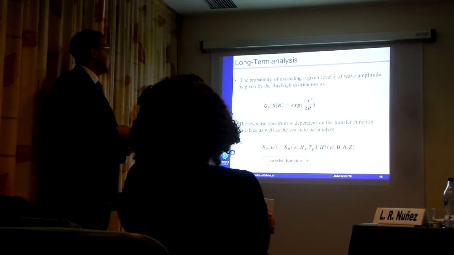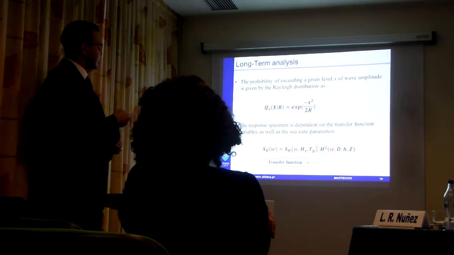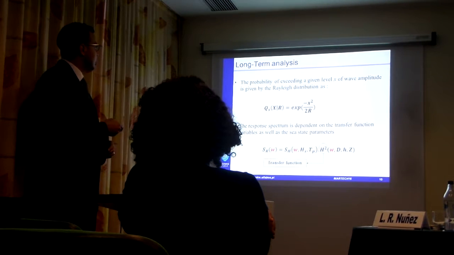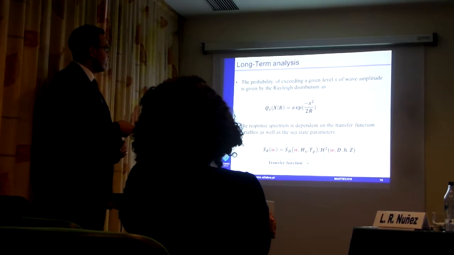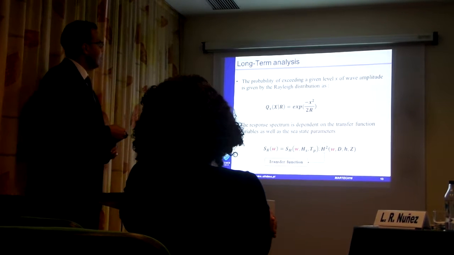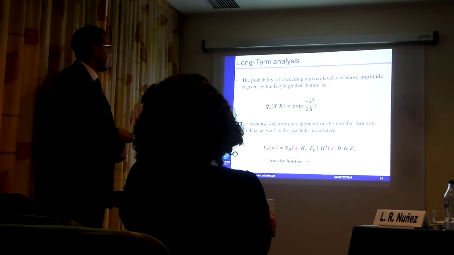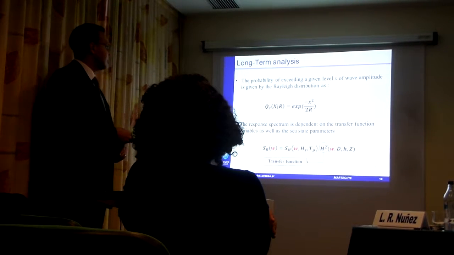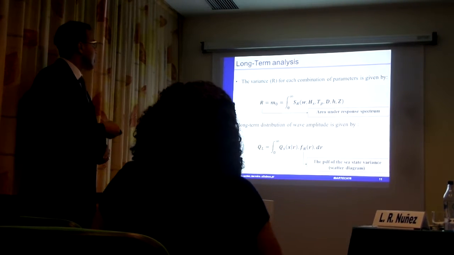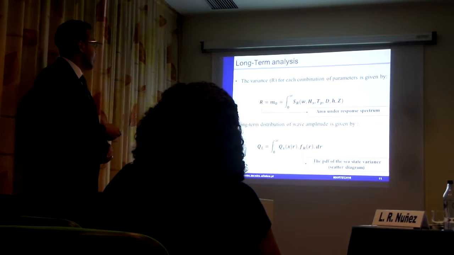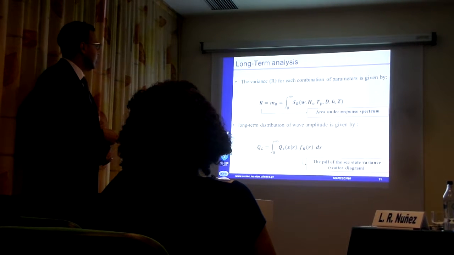About the long-term analysis, the calculation procedure depends on the short-term calculation. This short-term depends on the Rayleigh distribution, and R is the variance of the response spectrum. To calculate the response spectrum, we must first calculate the JONSWAP spectrum, or the wave spectrum, and then multiply it by the transfer function, which will be calculated. And this is the variance, the area under the response spectrum. Then we can integrate and obtain the long-term distribution.